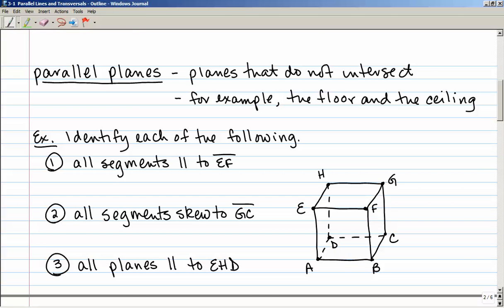Parallel planes are planes that do not intersect each other. An example of this would be the floor and the ceiling of a room. Those are two separate planes, and they will never intersect each other. So let's take a look at an example here.